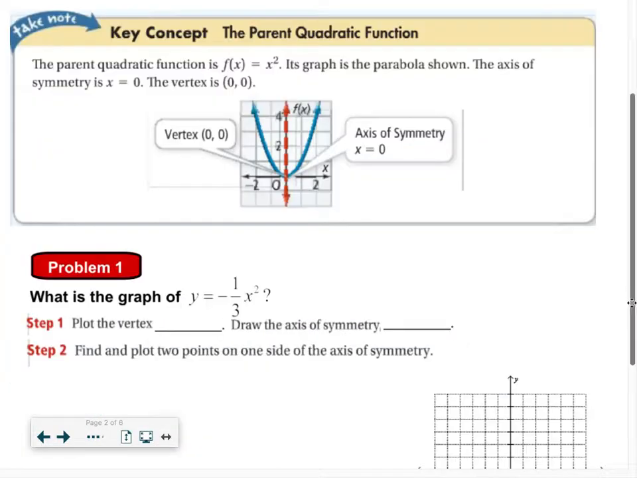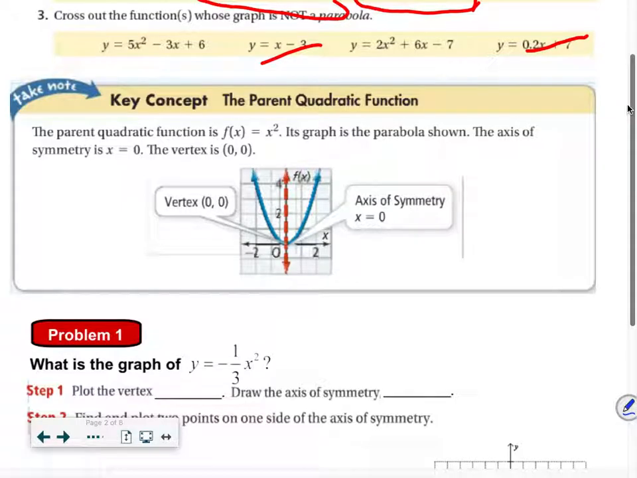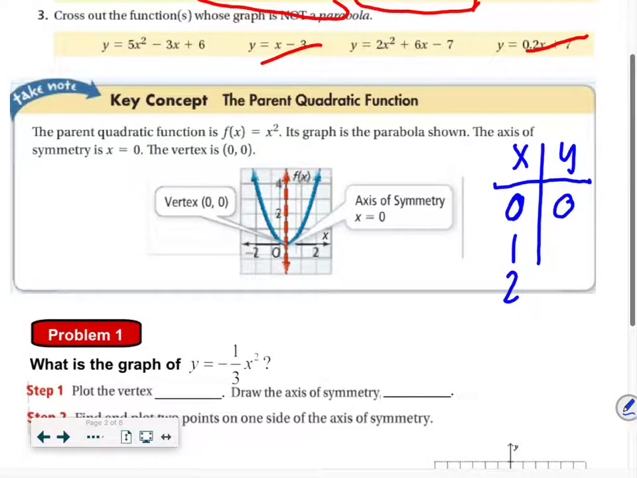And pretty much, you guys all know what the table, let's go back up. The table for your parent function goes 0, 0, 1, 1, 2, 4. Those are our squares. So that's kind of what I like to think of as the standard shape. So if in your table when we do other stuff, you see 0, 1, 4, it has the same shape as the parent function. It's just moved up, down, left, right, whatever. Okay.